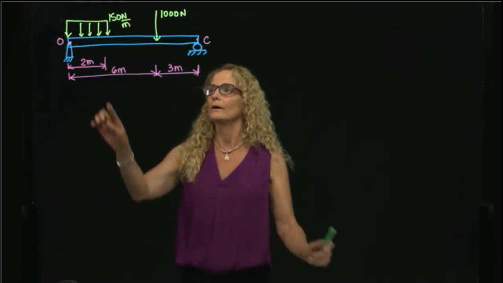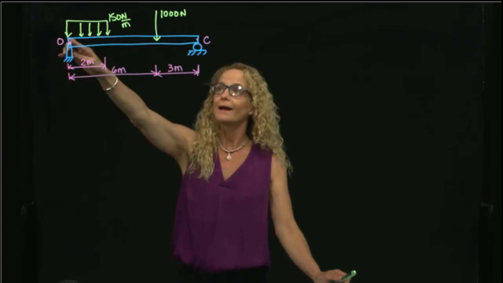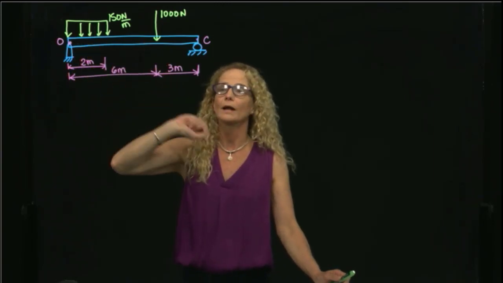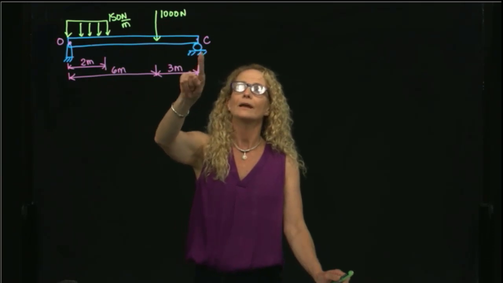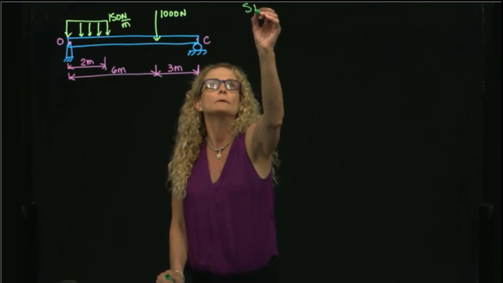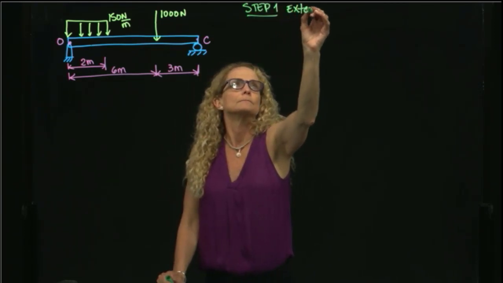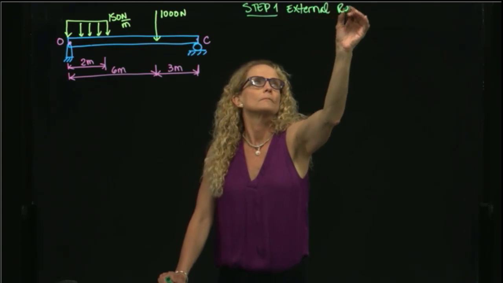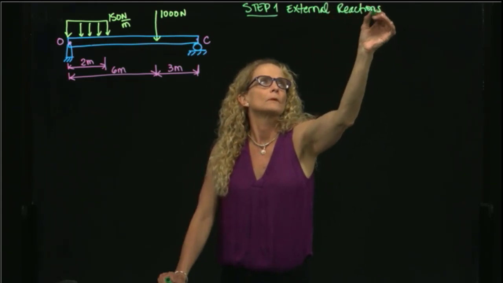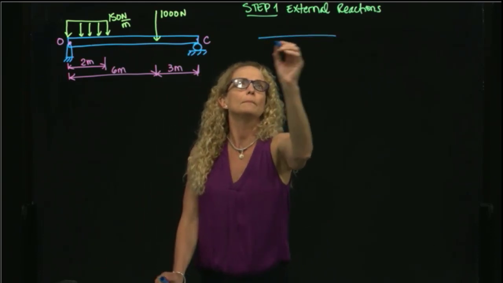In this case, we have a support at O that restricts displacements in Y and X. Therefore, we will have two reactions. And at C, we have a roller, which restricts only one reaction. So step one is external reactions. To do that, I will draw the free body diagram of the whole beam.